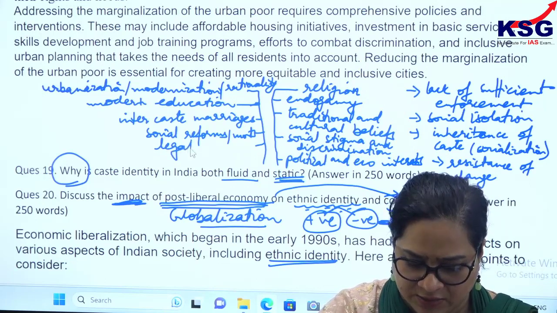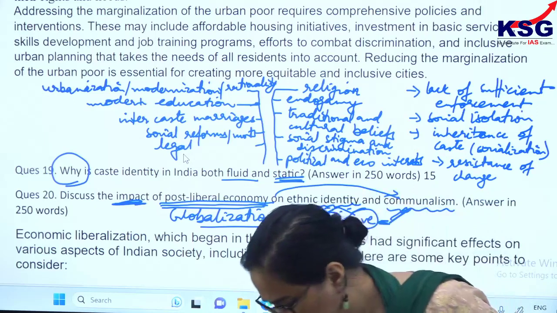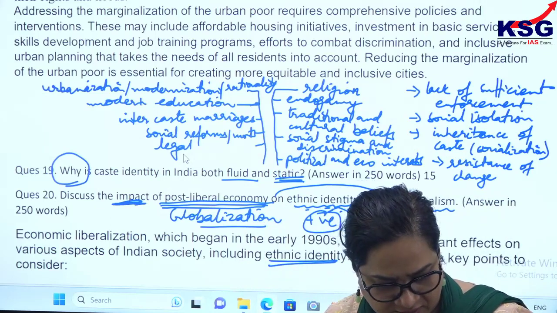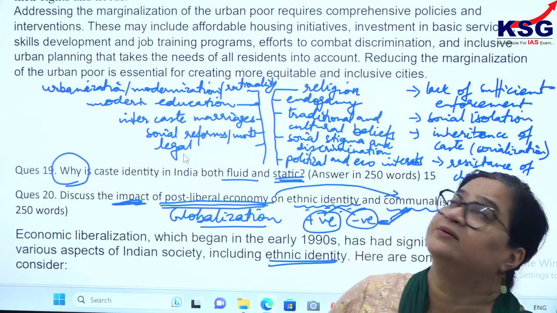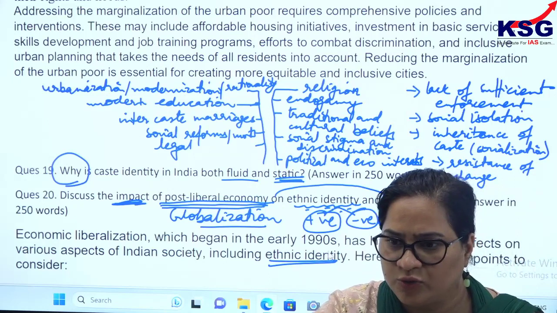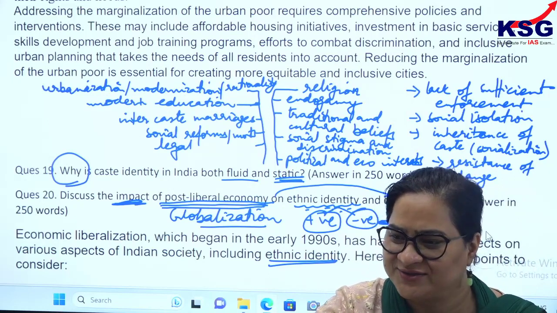So legal, I don't know what fell from my end, nothing fell. Oh, here, something has fallen. And from where? Okay, it didn't fall on the head. No problem. Just let it be.